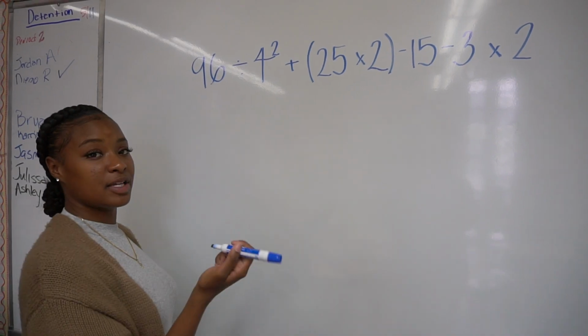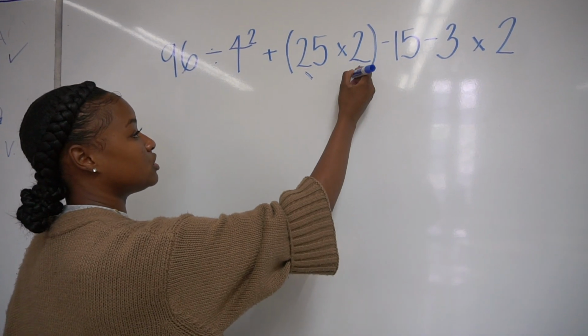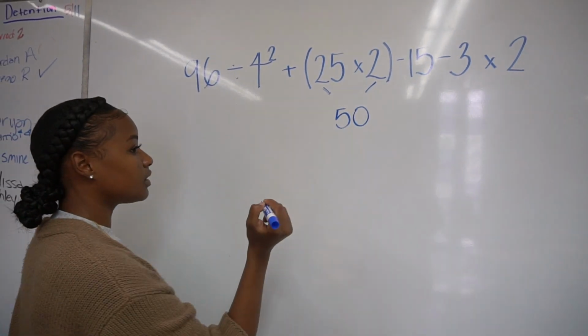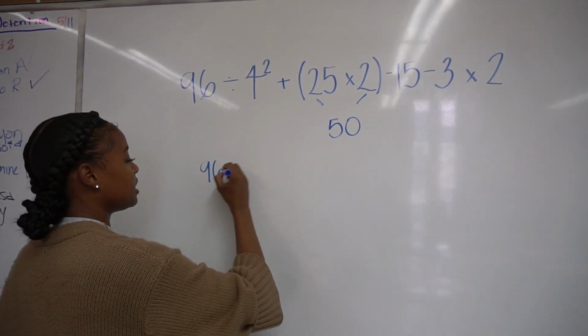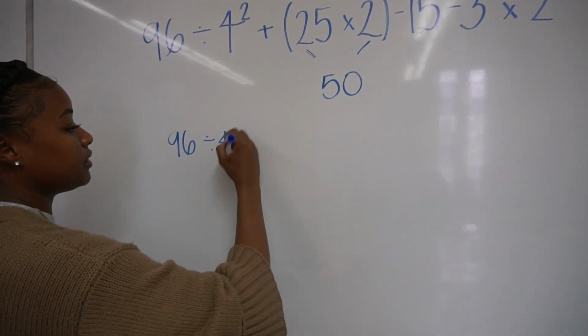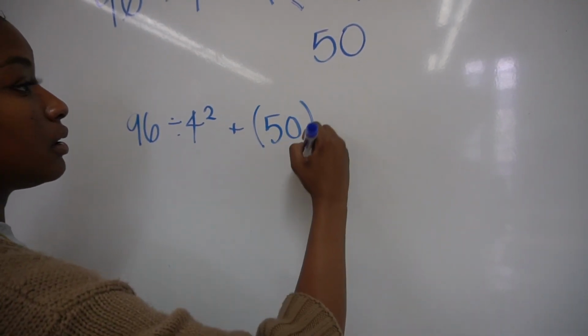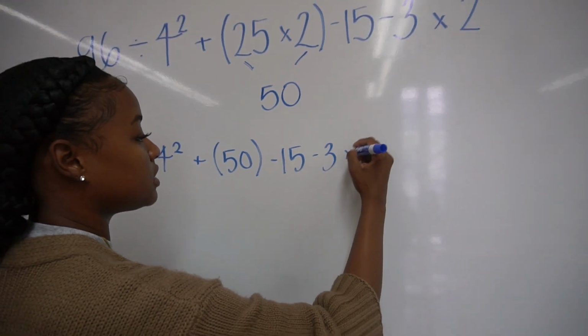So our first step is parentheses. Now parentheses have 25 times 2, which gives us 50. And if I rewrite this, I have 96 divided by 4 squared plus 50 minus 15 minus 3 times 2.